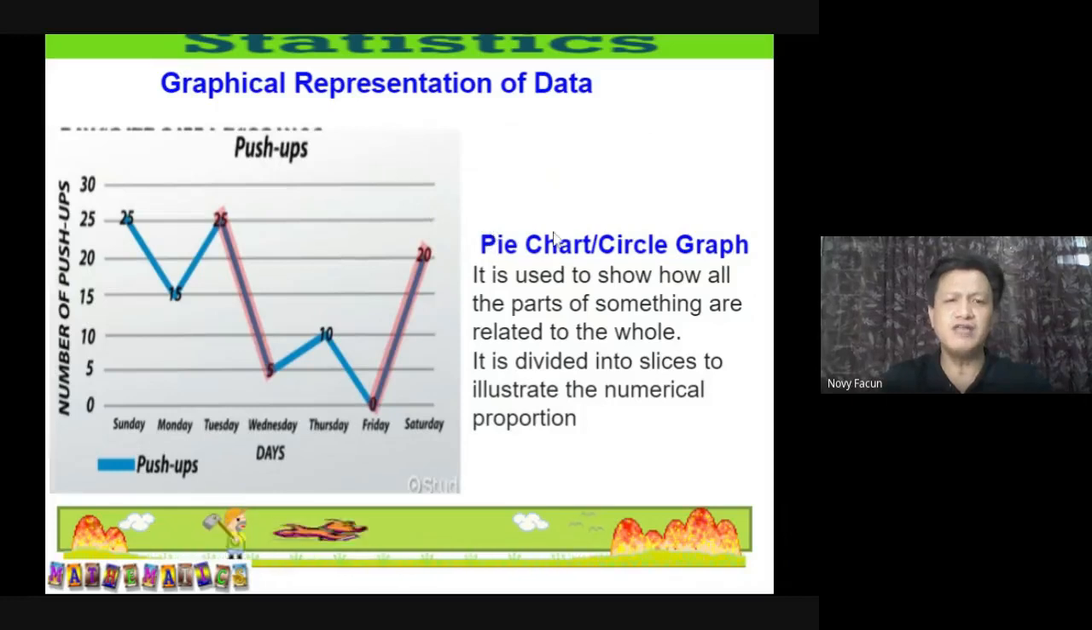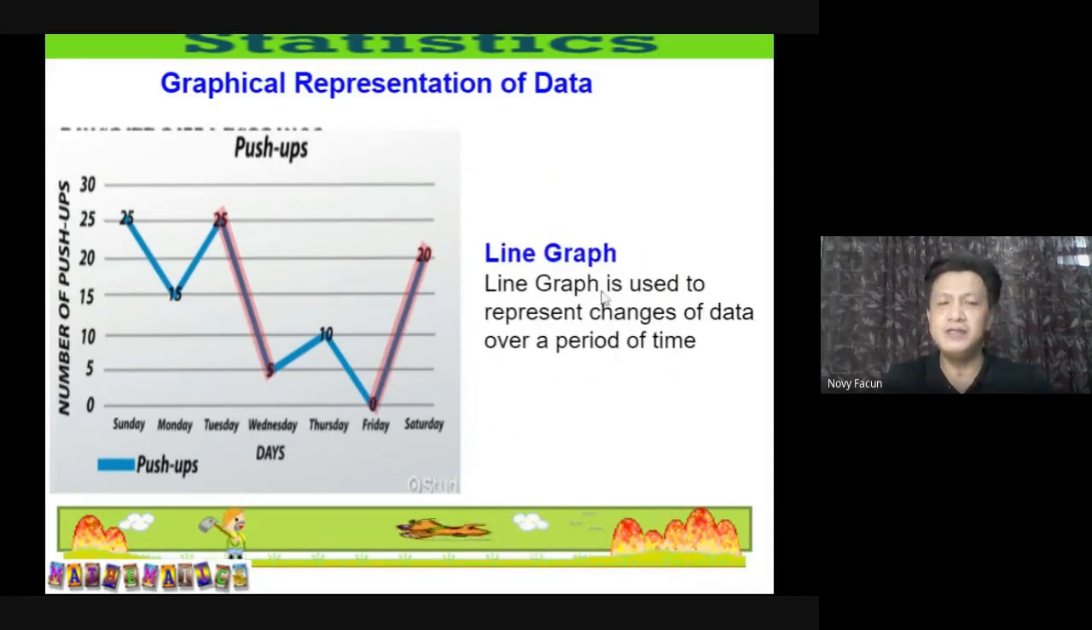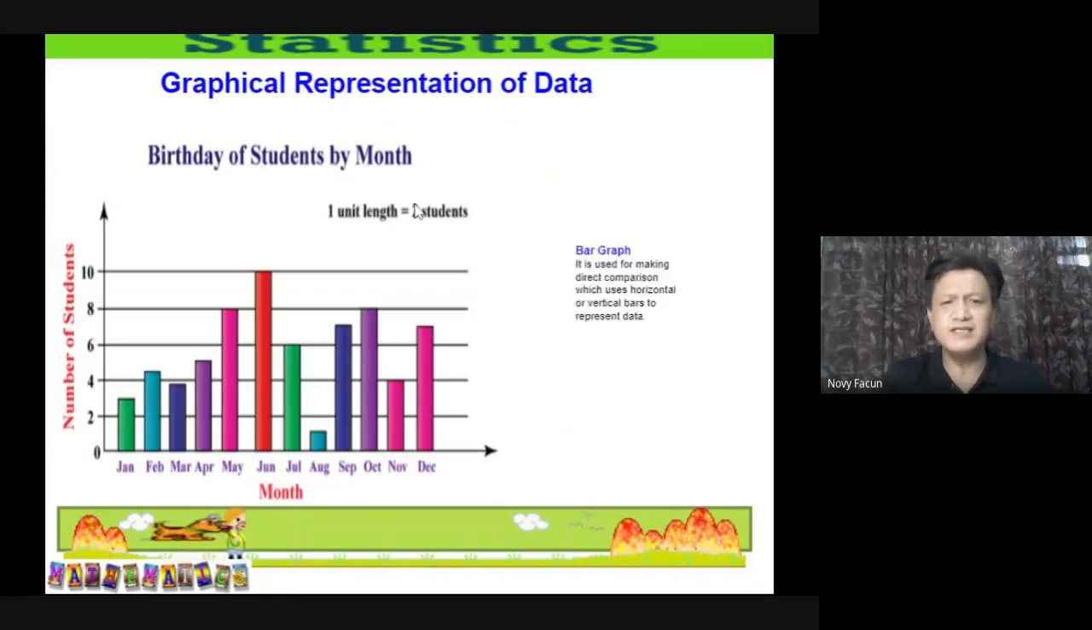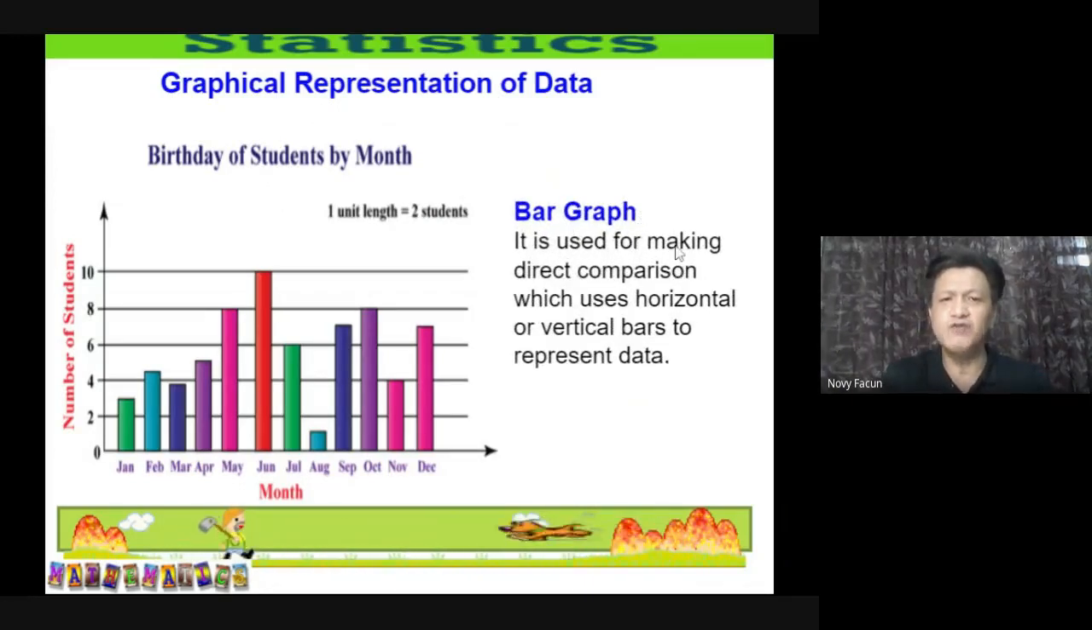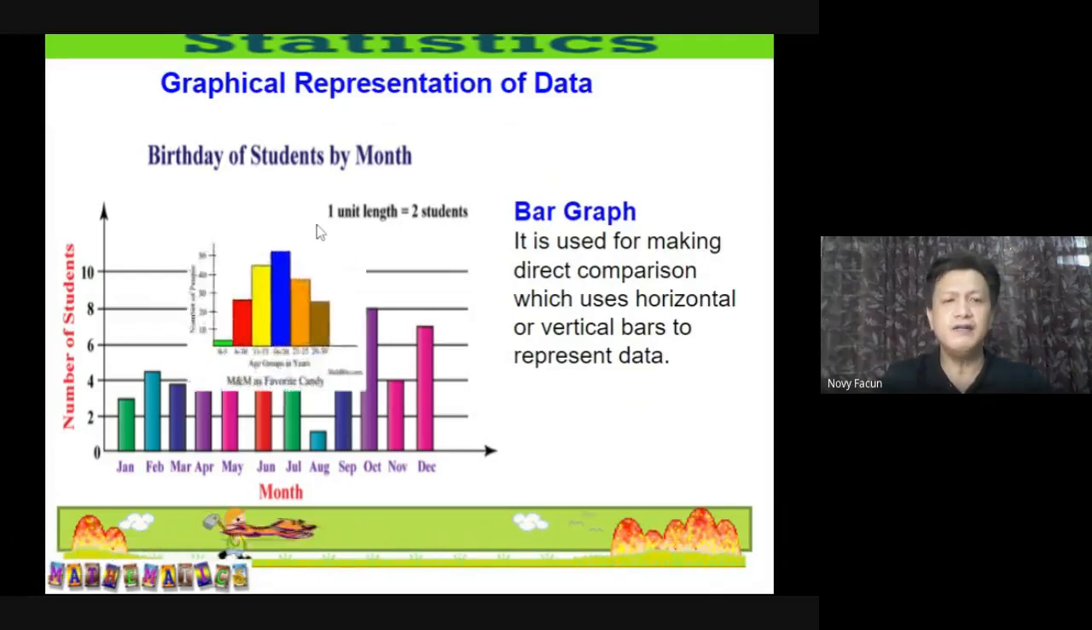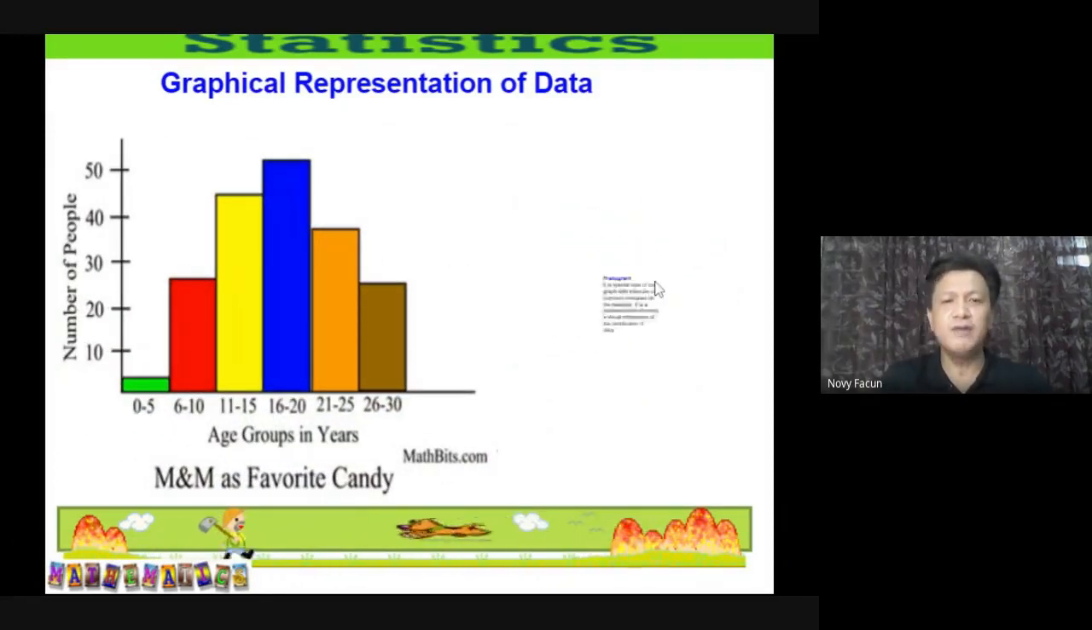Okay, so meron din naman tayong tinatawag na line graph. Okay, line graph is used to represent changes of data over a period of time. Or we also name this plot line. Okay, kasi magpa-plot tayo dito. Okay, and then this is a bar graph. It is used for making direct comparison which uses horizontal or vertical bars to represent data. Okay, ito yung example natin.